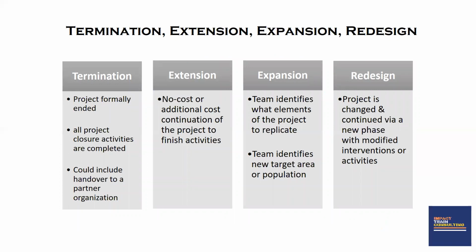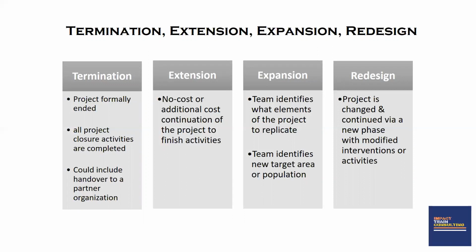In project management, we have 4 transition scenarios that we'll find ourselves in. The first one is termination. Under termination, the project has formally ended and all project closure activities are completed. Sometimes your project may not have ended, but because the project has challenges, the donor could ask you to hand over to another partner organization for them to complete those activities. That is also a part of termination.